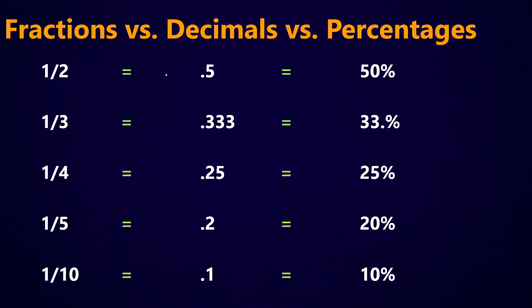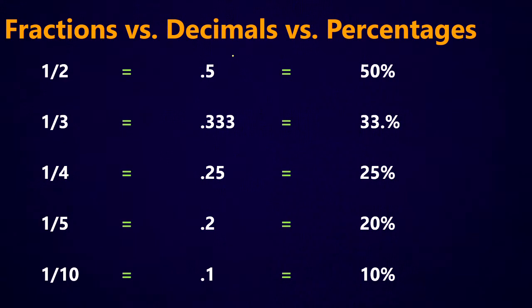Now, each of these numbers, the fractions, the decimals, and the percentages, can be equal to each other. So they're just different ways of writing the same number meaning. So for example, 1/2 or a half equals 0.5, which equals 50%. Or a third equals 0.333 repeating, equals 33%. A quarter equals 0.25 equals 25%. A fifth equals 0.2 or 20%. And a tenth equals 0.1 or 10%.